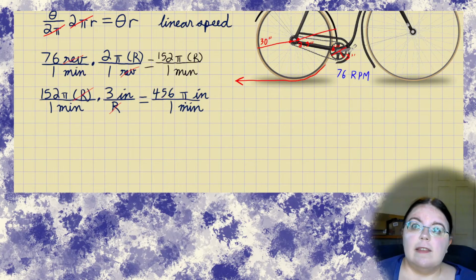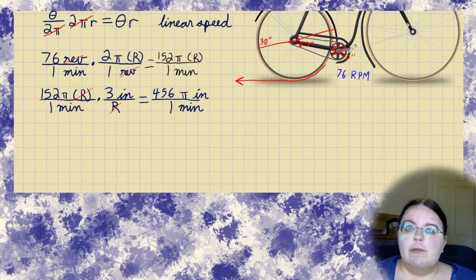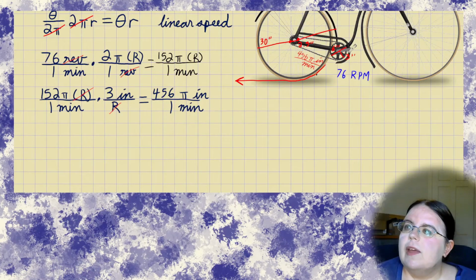Now remember, that's not the speed of the bike. That's the speed of the chain. A very common mistake in this type of problem would be to stop too soon. What we know now is the speed of the chain. What we want to know is the speed of the bike, which is the linear speed of the outside of this tire. We can get that using the angular speed as a middle step of the tire, which is the same as the angular speed of the gear that's attached to the tire.